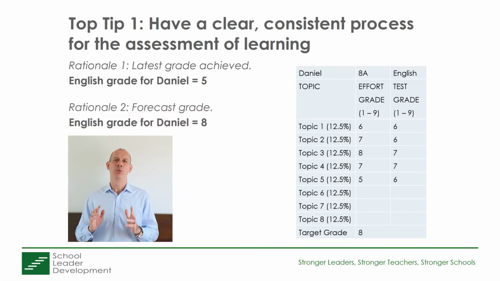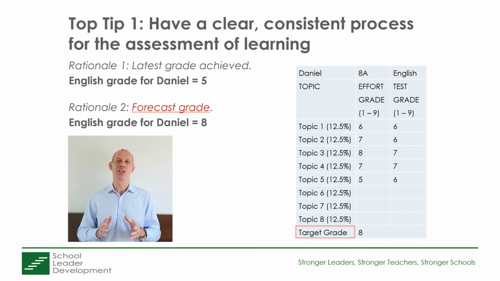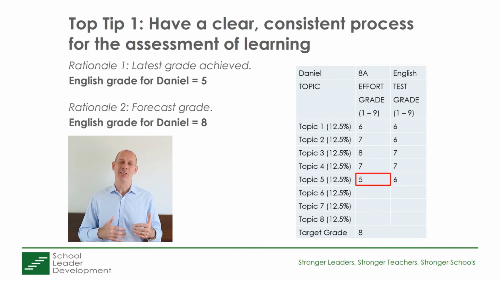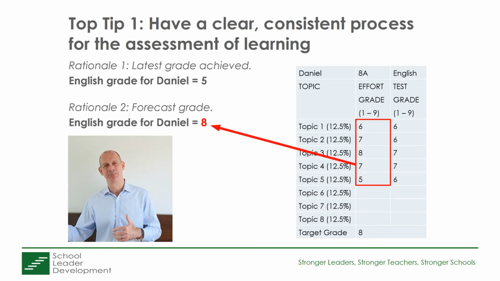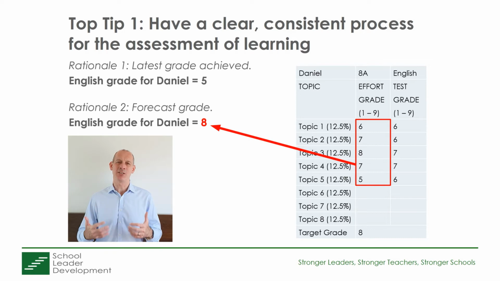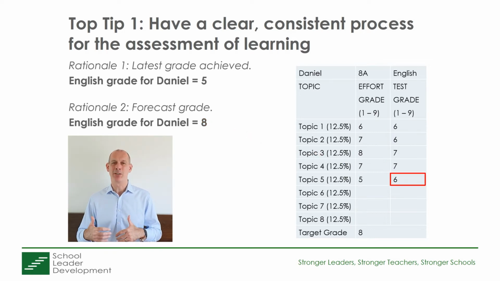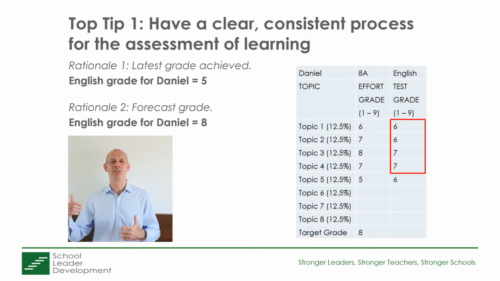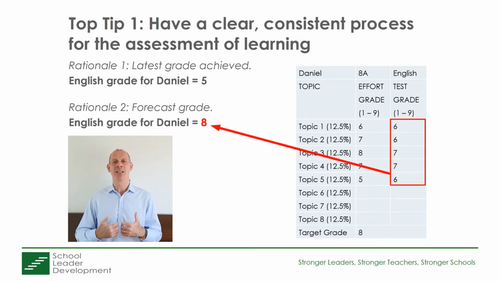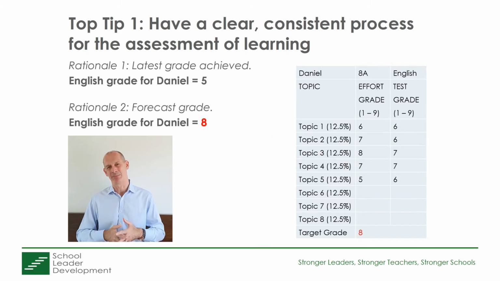Rationale 2, forecast grade. Daniel's target grade is an 8. His latest topic grade, a 5, and previous topics all scoring highly, says that Daniel is on track to achieve his forecast grade. The latest assessment grade is a 6. Previous topic grades again were scored highly, and so Daniel is again on track to achieve the forecast grade. So the English grade submitted for Daniel, based on his forecast grade, submitted by the teacher, is an 8.